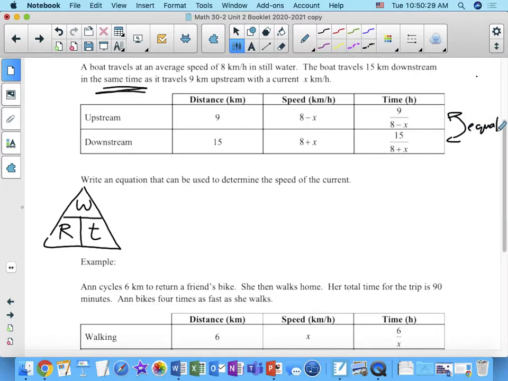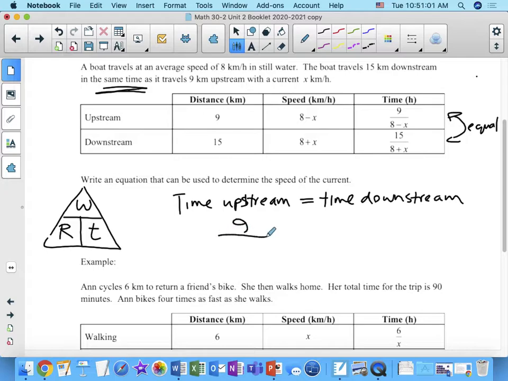Okay? And sometimes I like to do this as well, and for this example, this is pretty simple, so it might not be necessary, but I like to do kind of a half English, half math equation, where I do something like this. The time upstream equals the time downstream. Okay, and if I look at the expression for the time upstream, it is 9 over 8 minus x, and the expression for the time downstream is 15 over 8 plus x.